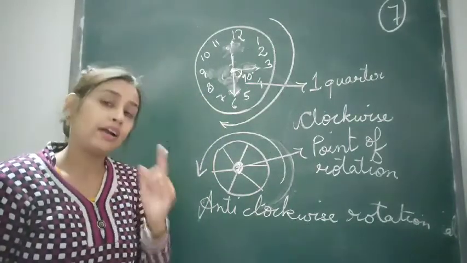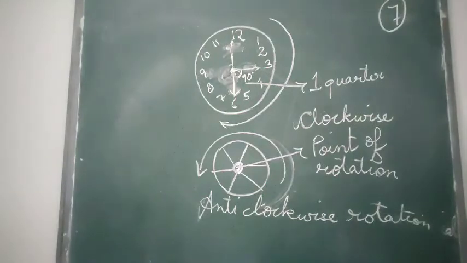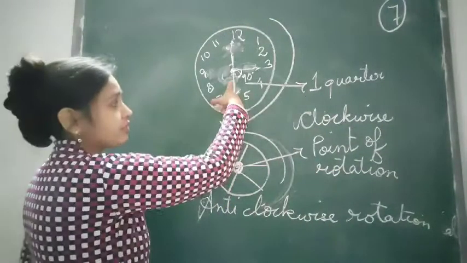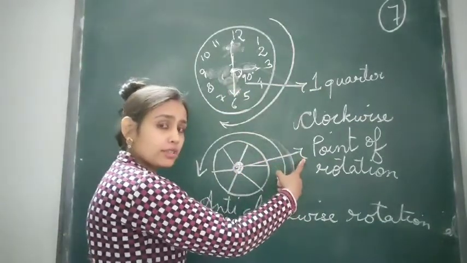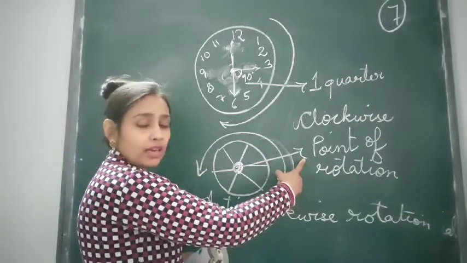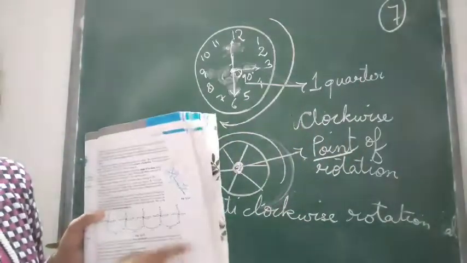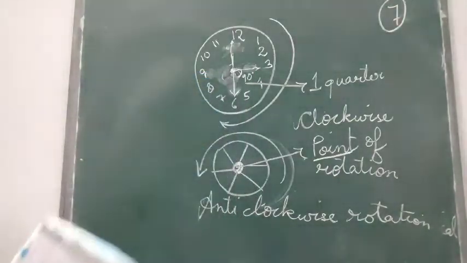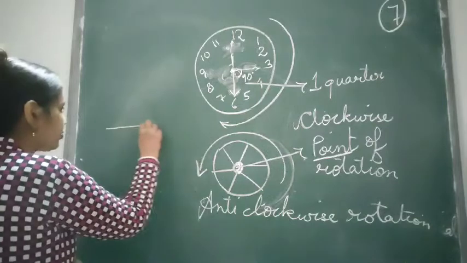Now, talking about another example, you must have seen a windmill. I'll show you a windmill. We have studied the angle of rotation and we have also studied the point of rotation. Children, the point of rotation can also be known as the center of rotation. This is your windmill. Now, a windmill also follows symmetry. Now I'll make a rough windmill, children.